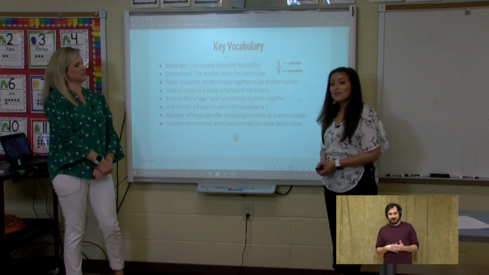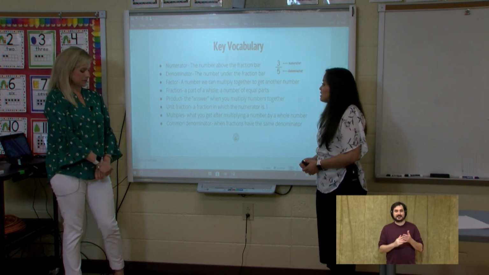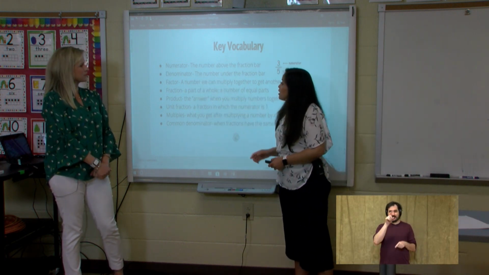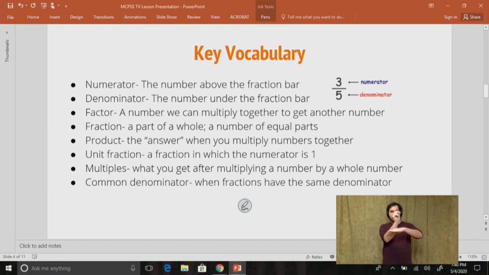All right, so some key vocabulary that you need to know, starting with numerator, the number above the fraction bar. So that's this number right here. So the 3, if you have 3/5, the numerator is the one on top. You should already know that, but it's just a little refresher. Then we have denominator, the number under the fraction bar. So if this is our numerator, then this is our denominator. So 5 in 3/5 would be our denominator.